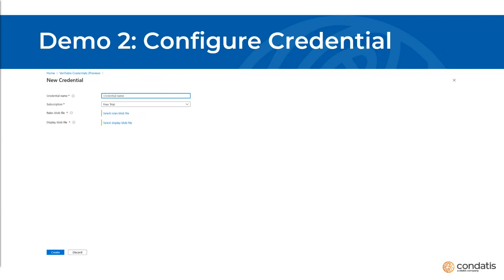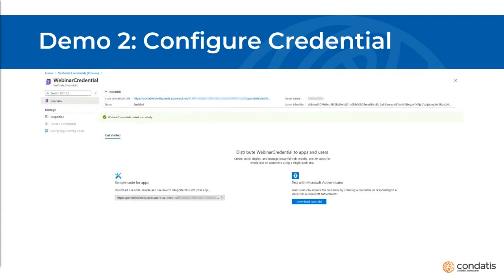In this form, we fill in a credential name, we choose the subscription on which the storage account exists, and we select the configuration files that we previously uploaded. After a successful validation of the configuration, the credential is created and the credential contract is generated. This is another JSON file that combines information from the two configuration files. Now let's move on to configure a Node.js app.